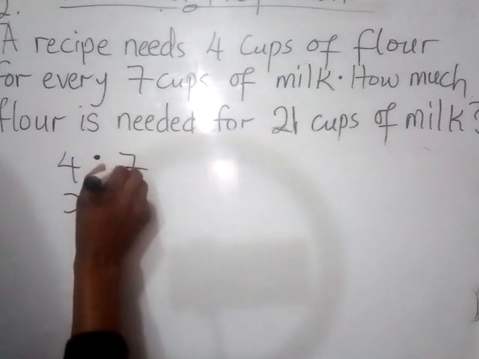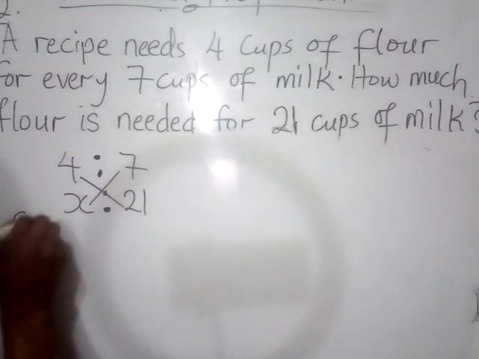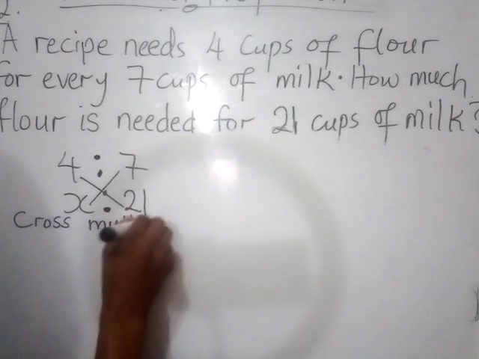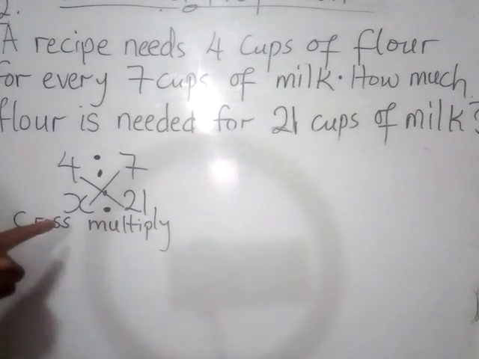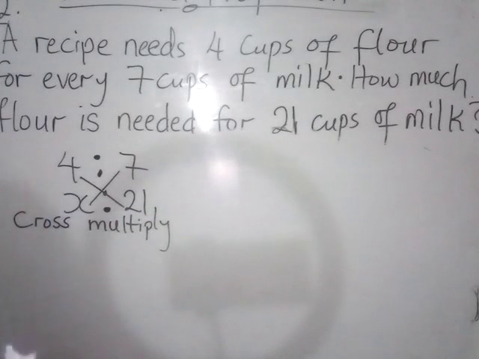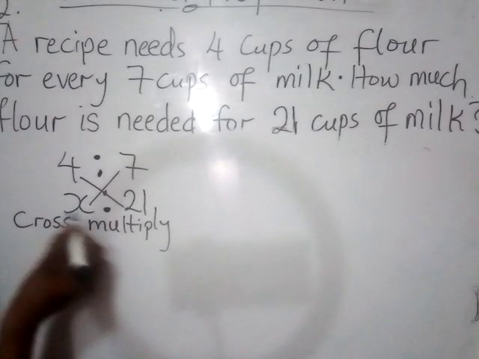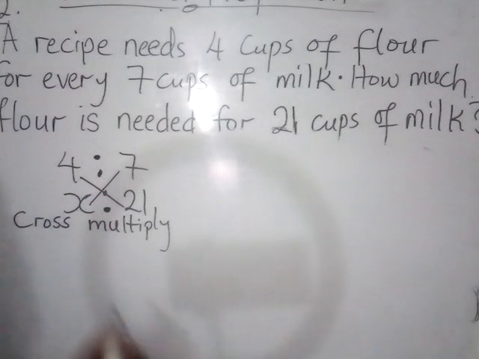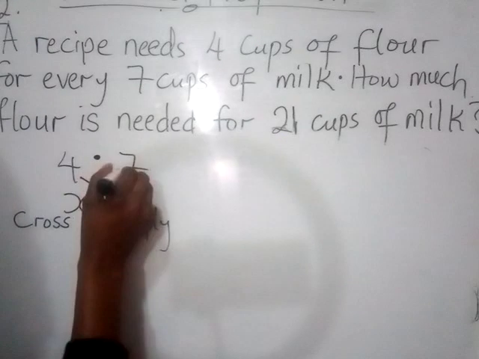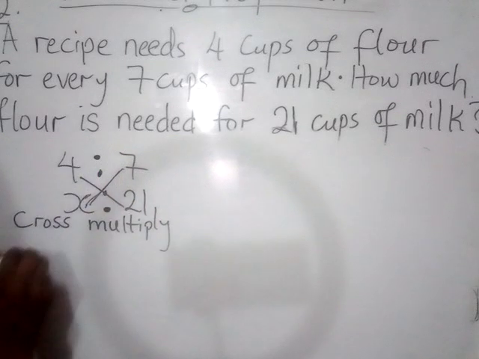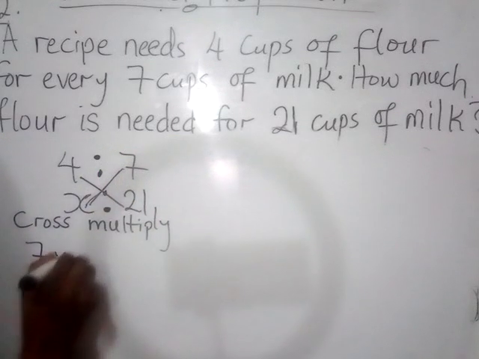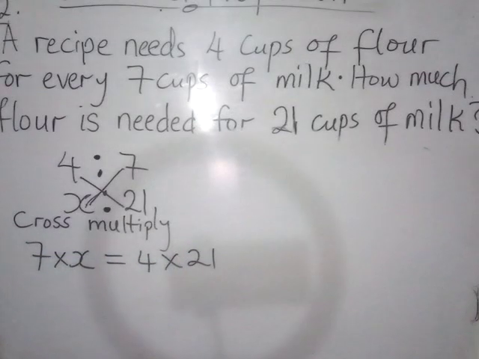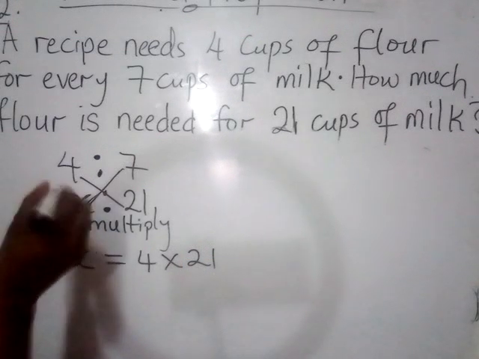So like we did in the other case, we are going to do what? Cross multiply. How did we get this? They told us for how much flour is needed for 21 cups of milk. We don't know. That's why we represent what we are looking for with x. Remember I said the unknown, you represent it with a letter. Okay? So that's why we have that. Now when you cross multiply, 7 comes to x, 4 goes to 21. So we have 7 times x is equal to 4 times 21. So this is what happens when you cross multiply.